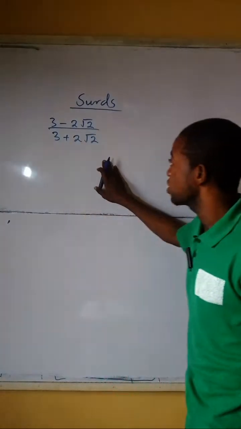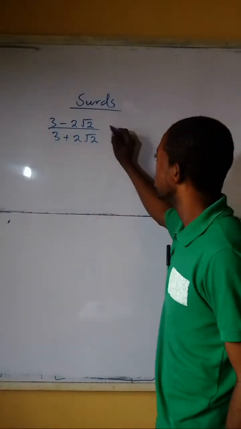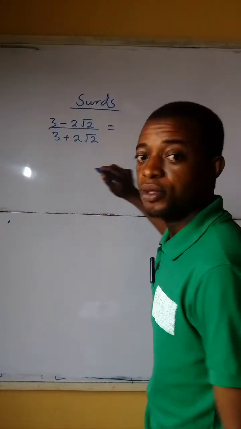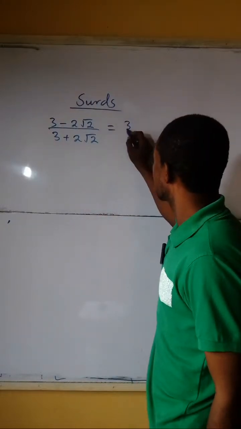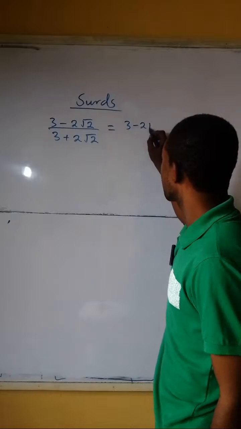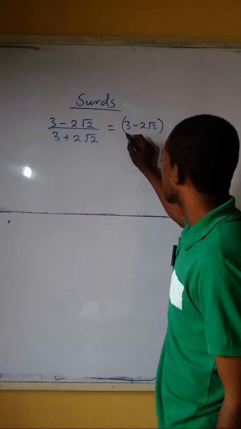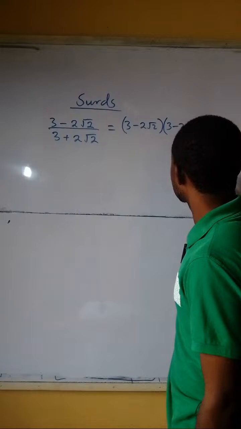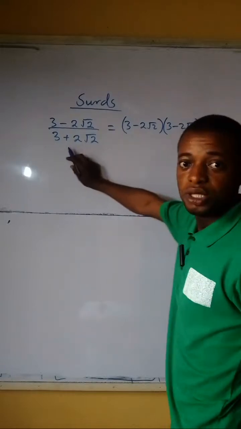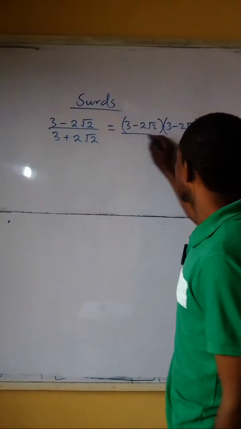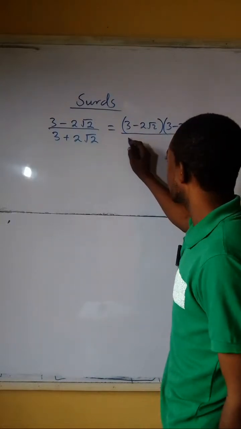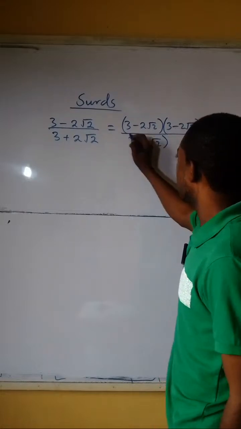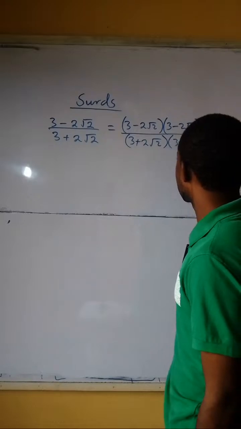Now from here, we can rationalize this directly by multiplying and dividing by the conjugate of the denominator. That is, from here, what is up becomes 3 minus 2 root 2 times the conjugate of the denominator here, which is also 3 minus 2 root 2, because for a conjugate surd, only the sign changes. Then divided by, also multiply this by the conjugate surd, that's 3 plus 2 root 2, then multiply by 3 minus 2 root 2.